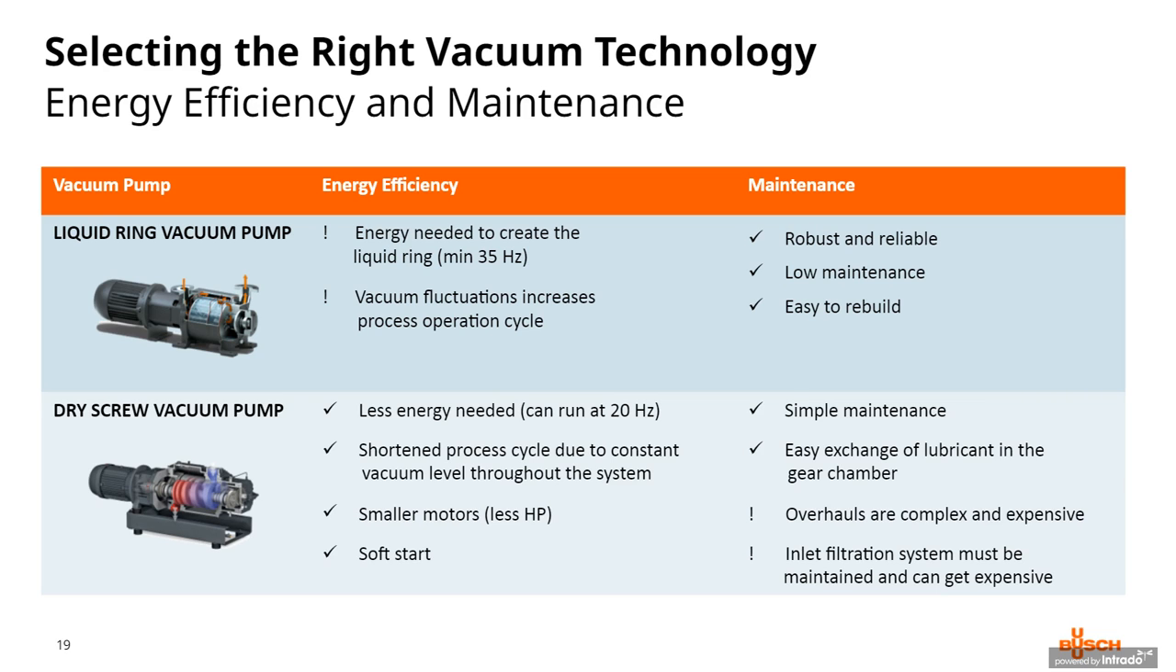On the maintenance side, the dry screw pumps require exchange of lubricant in the gear chamber, and because of the tight clearances, the inlet filtration system must be maintained. There are simple maintenance schedules in both cases. Overhauls are complex and can be expensive on the dry screw pumps due to the screw recoating, which is necessary. The liquid ring vacuum pumps are easy to maintain and rebuild. The mean time between failures is less on the liquid ring vacuum pump.